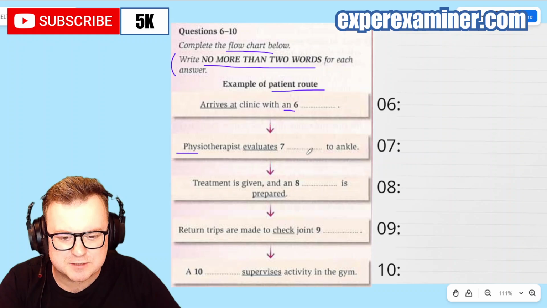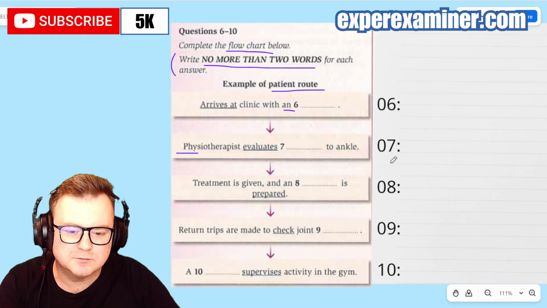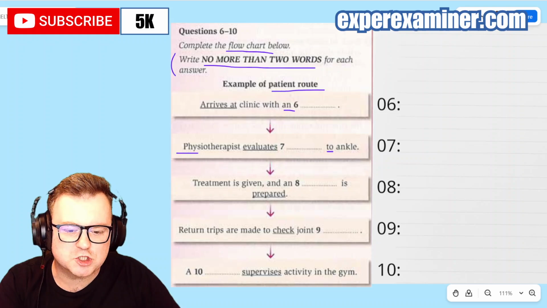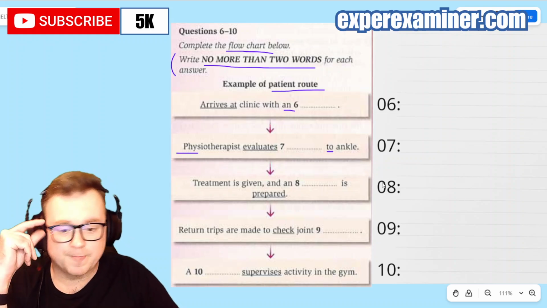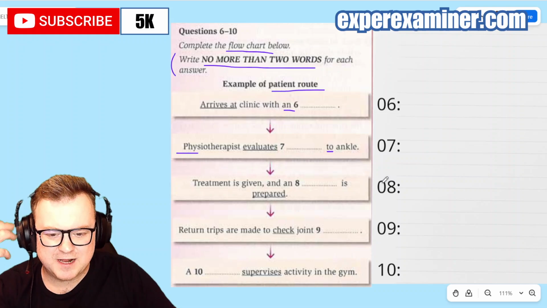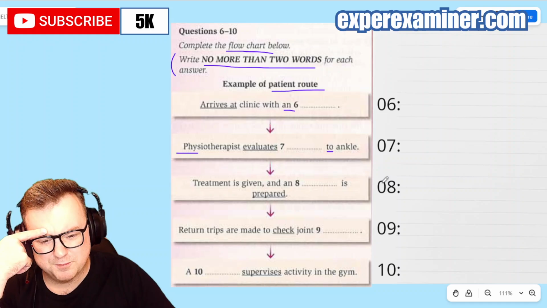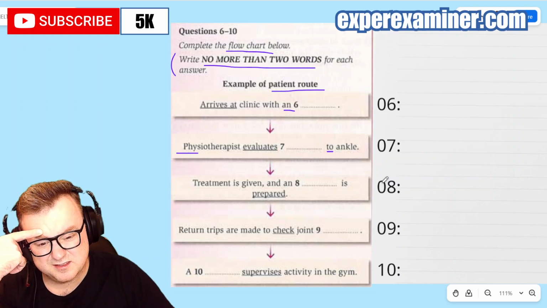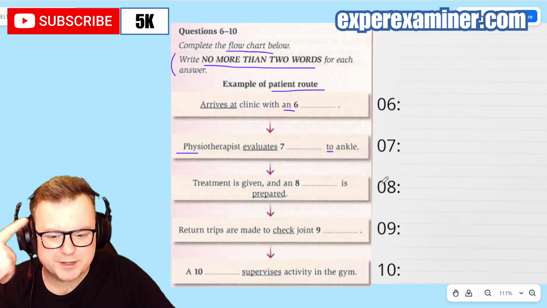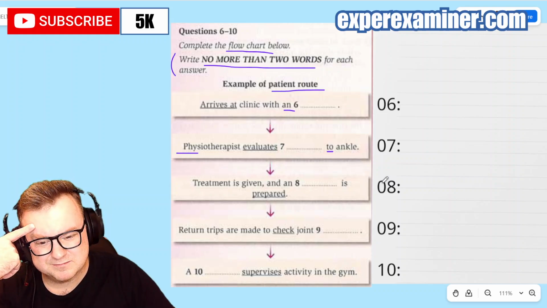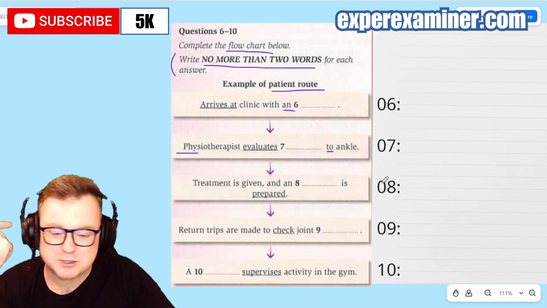Physiotherapist evaluates to ankle. We also get that preposition to. So what can they evaluate to problems with. Evaluates problems with ankle. Trauma, damage. Physiotherapist evaluates damage to ankle. Yeah, that's what I'm going for.